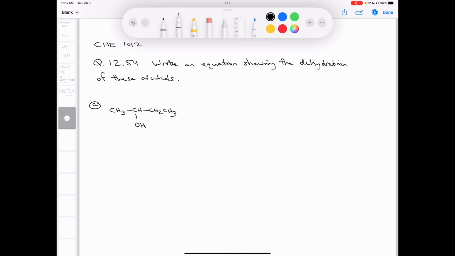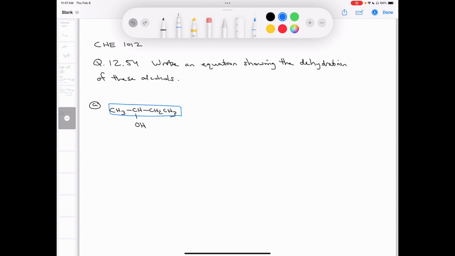All right, Chemistry 1012, let's take a look at this question from Chapter 12. It's question 12.54. It says, write an equation showing the dehydration of these alcohols. So the first alcohol that we're starting with in A, you can see the parent has a total of 4 carbons. So we have butan, and then we have the alcohol on the second carbon, 1, 2, 3, 4. So this would be 2-butanol.